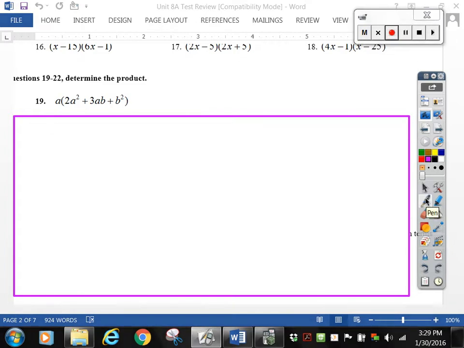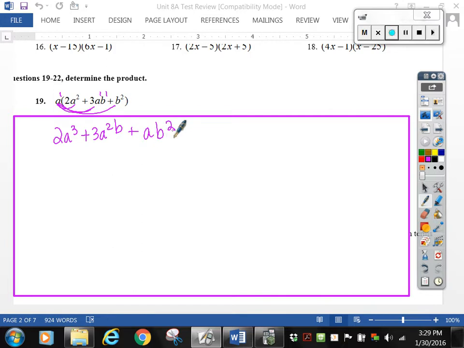Okay, now I'm going to distribute this a, that's technically a to the 1. This is technically a to the 1, b to the 1, so now I'm going to distribute. So a times 2a squared is 2a cubed, 1 plus 2 is 3. A times 3ab is plus 3a squared b, and a times b squared is plus ab squared.